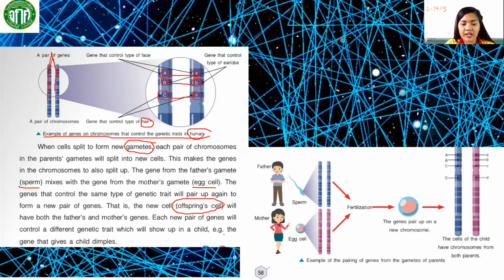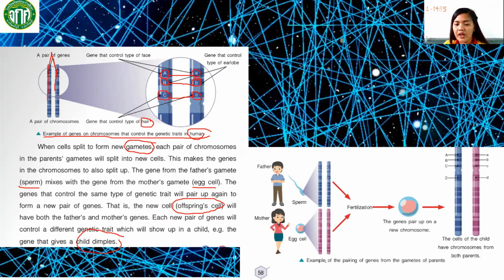So we have here an example, the gene that gives a child dimples. If, for example, your mother or your father has a dimple, there will be a possibility that you will also have a dimple.